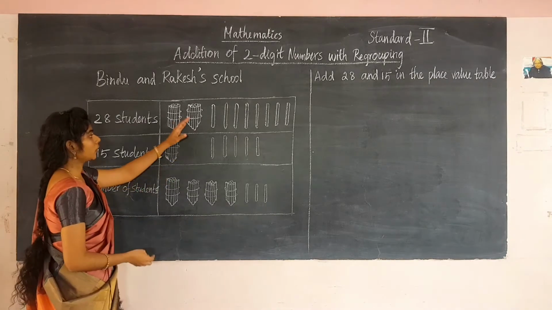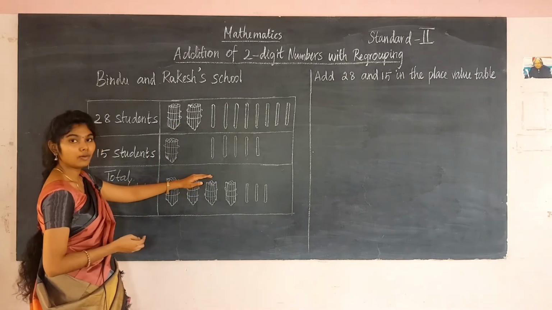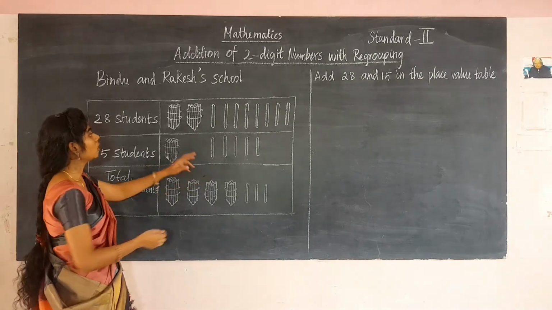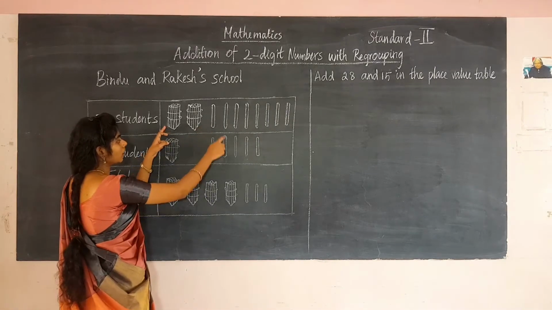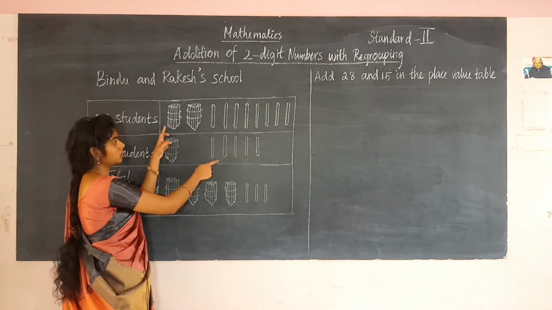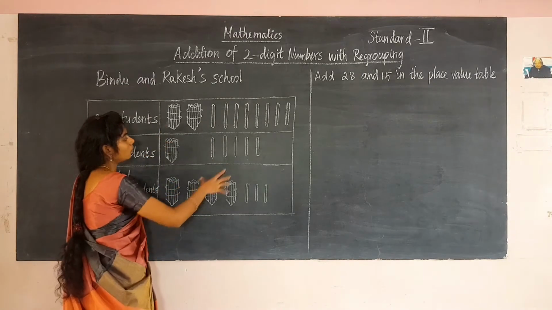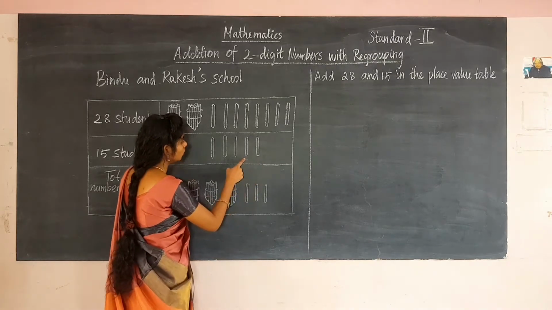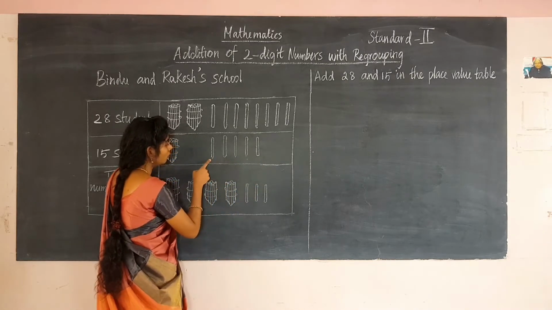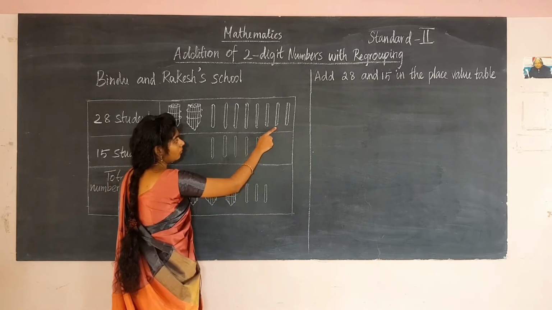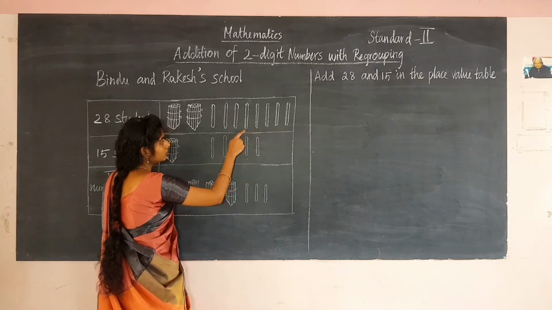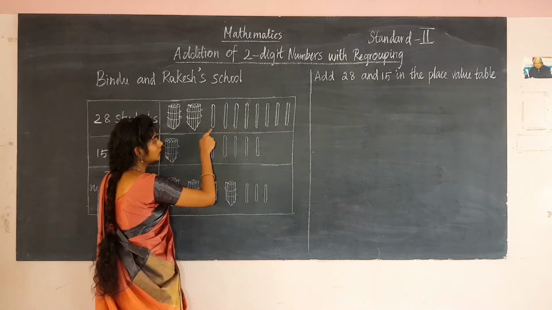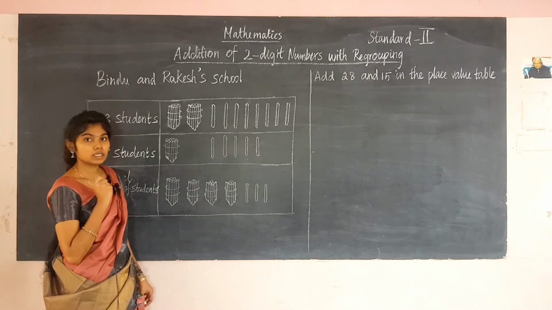So now we are going to find the total. How will we find the total? We have to calculate altogether these two representations of figures. So count the ones place at first. How many ones are there? 1, 2, 3, 4, 5, 6, 7, 8, 9, 10, 11, 12, 13. There are 13 sticks.